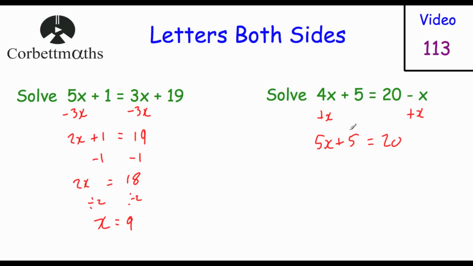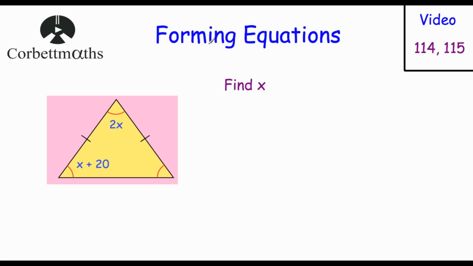And this is just like the equations you will have seen in the M1 video. So we're going to minus 5 and minus 5, so that will give us 5x equals 15. And then finally, we're going to divide by 5, and we're going to divide by 5. And that gives us x equals 3, and that's it. So our next topic is forming equations, and that's videos 114 and 115 on Corbettmaths.